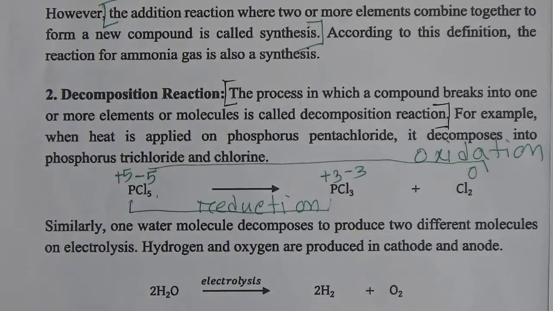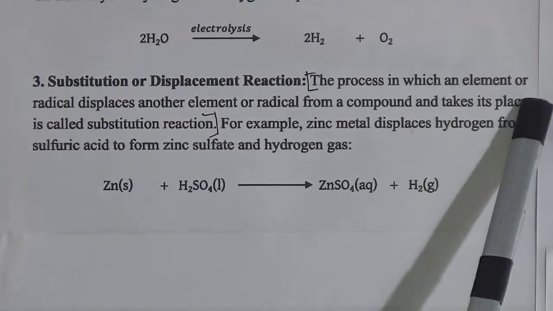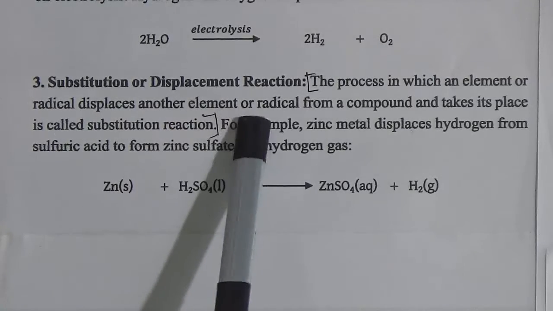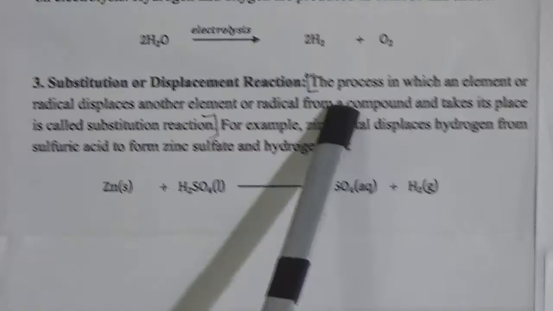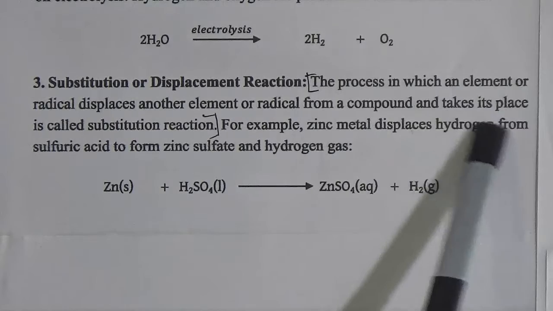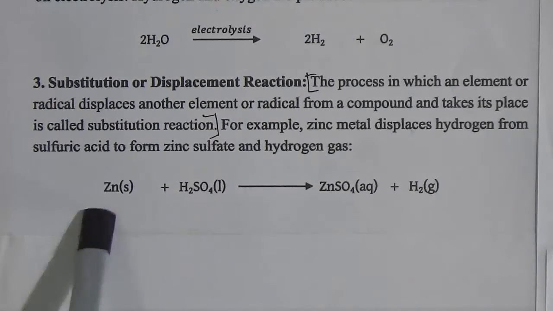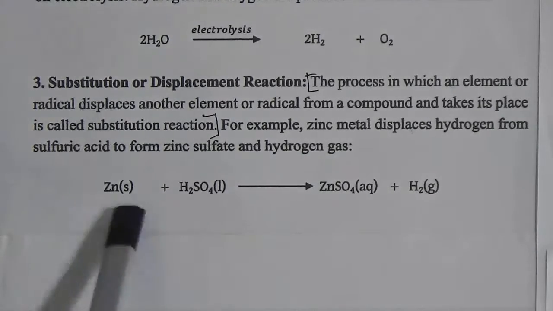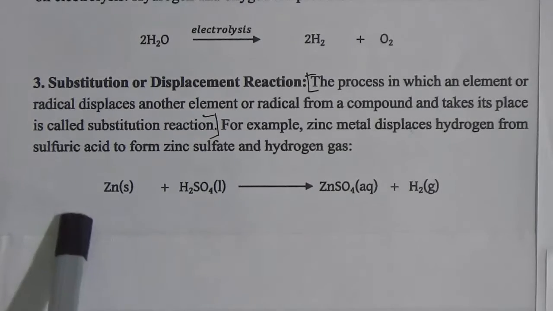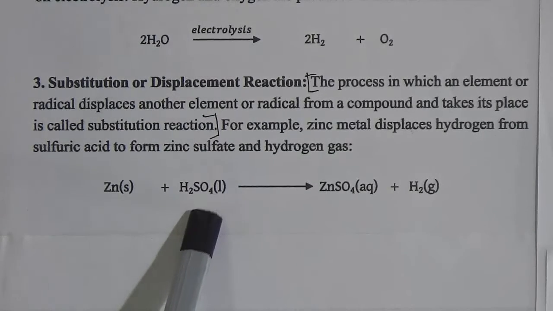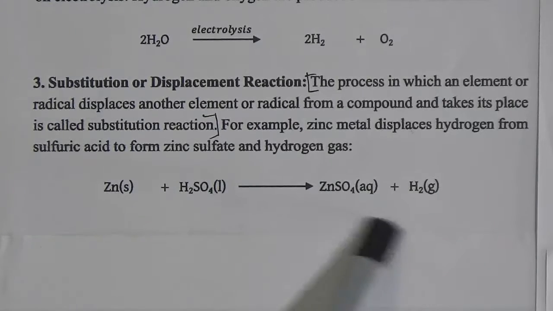Now come to substitution or displacement reaction. The process in which an element or radical displaces another element or radical from a compound and takes its place is called substitution reaction. Look, you also get this example in your class 8 book. When zinc reacts with sulfuric acid, it produces zinc sulfate and hydrogen.